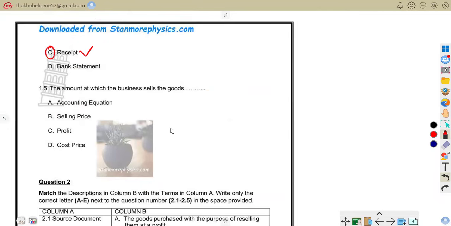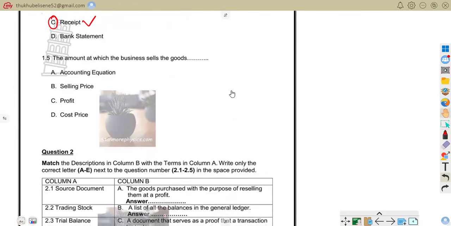We know very well that a receipt is a document or proof of payment issued by the seller or service provider to the buyer or customer, acknowledging receipt of cash or other forms of payment. Meaning to say, it serves as evidence of the transaction. That is that. Now let us move on to 1.5.